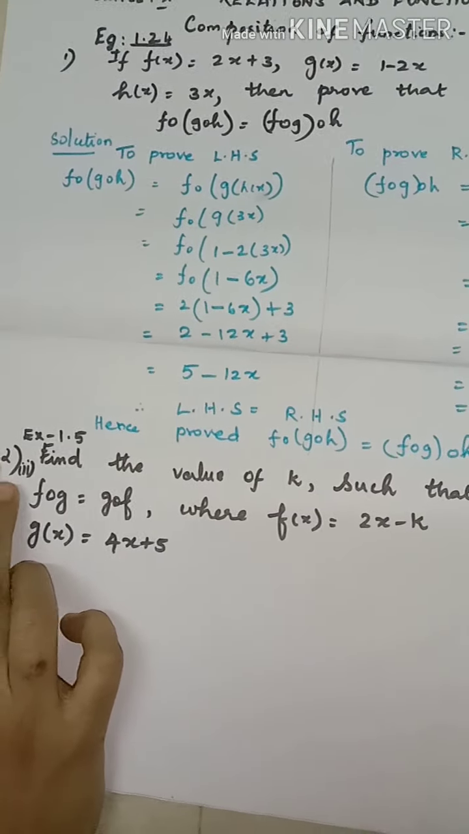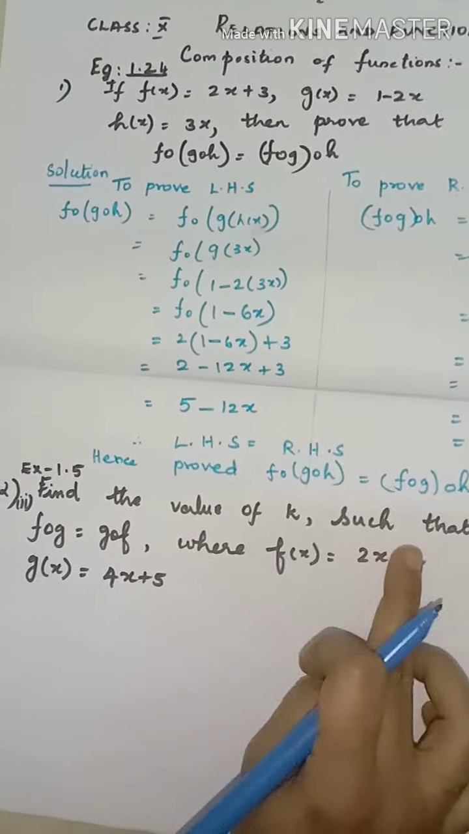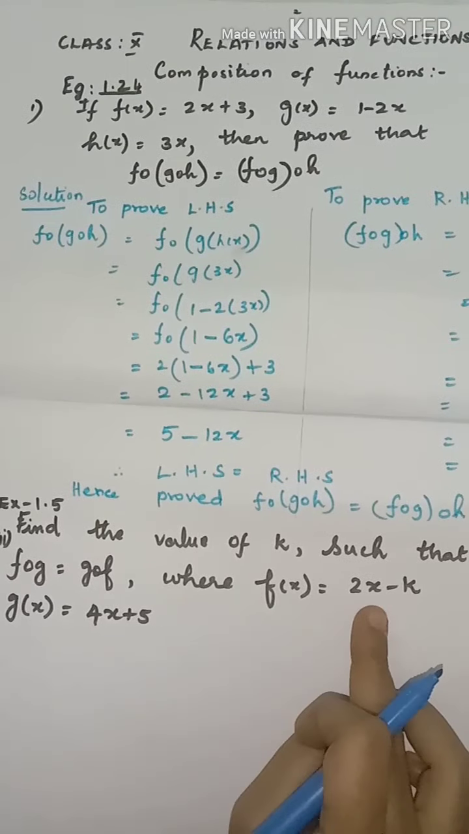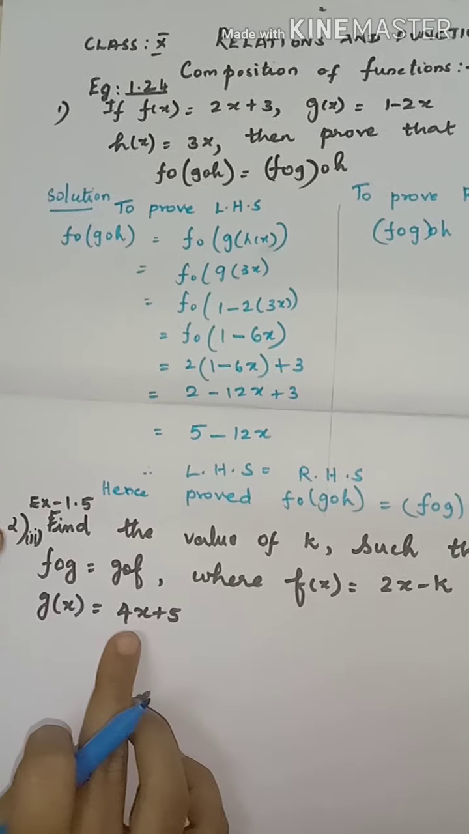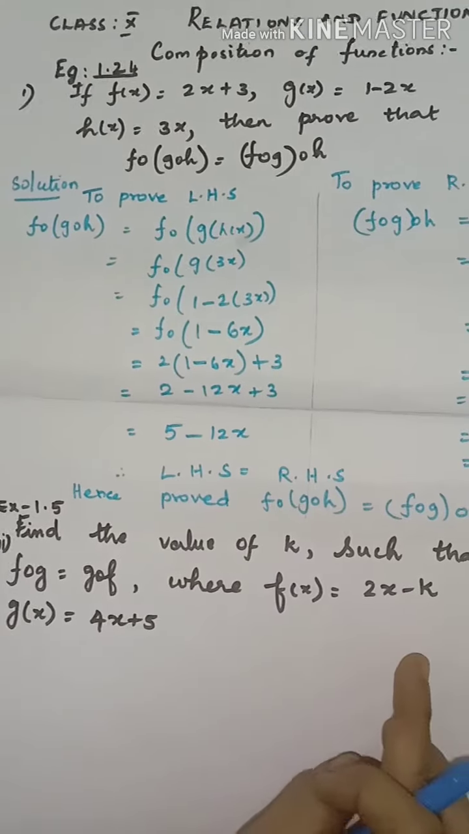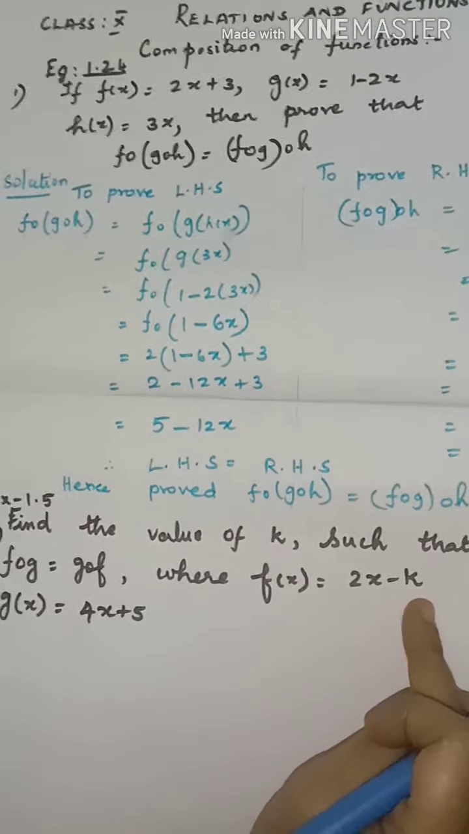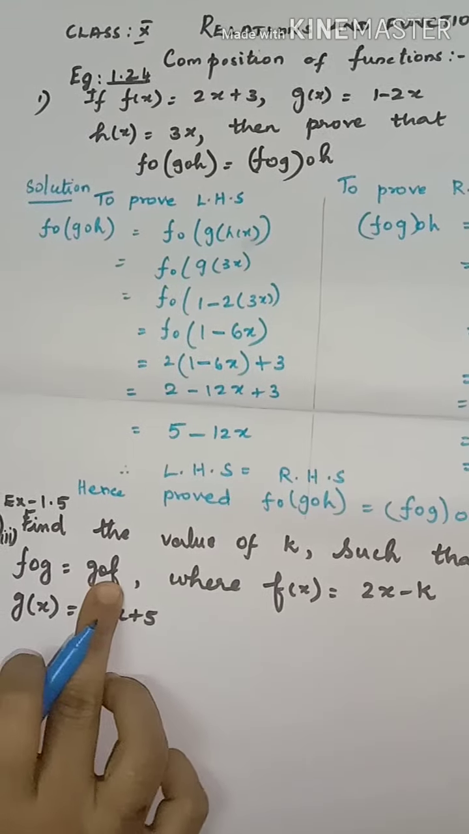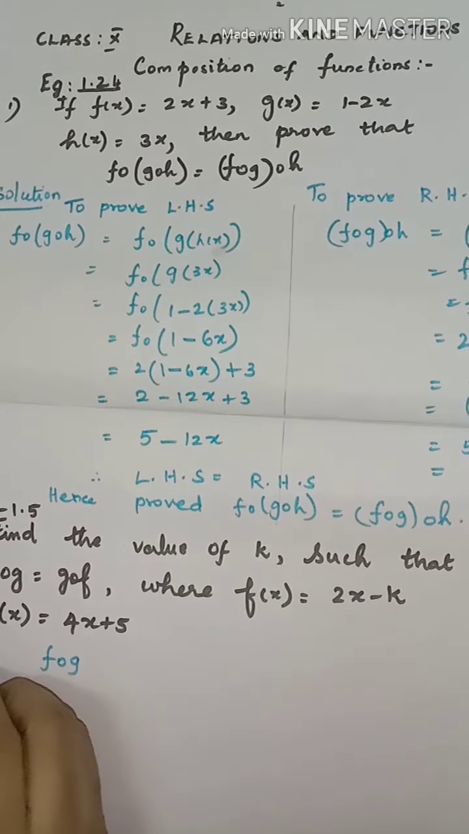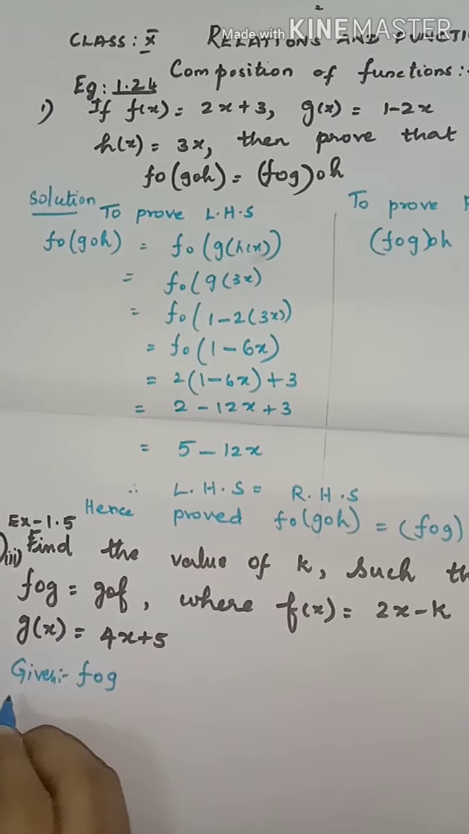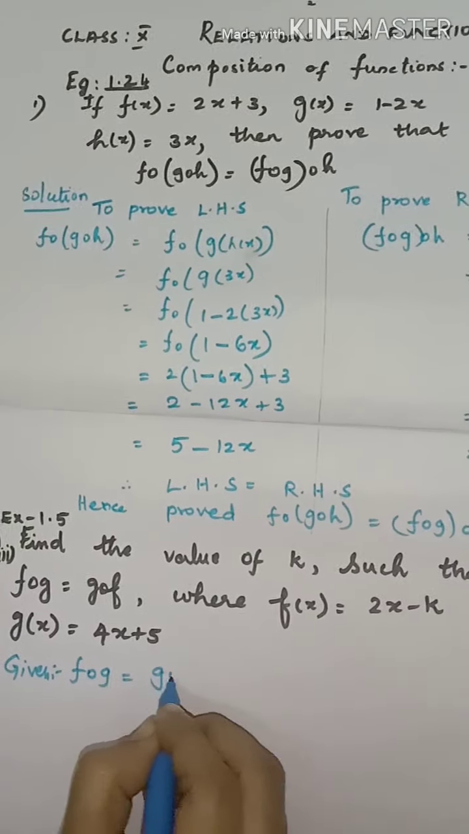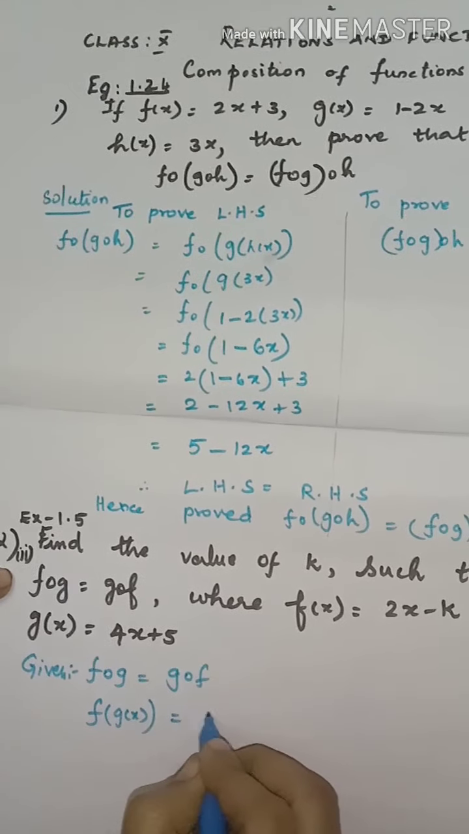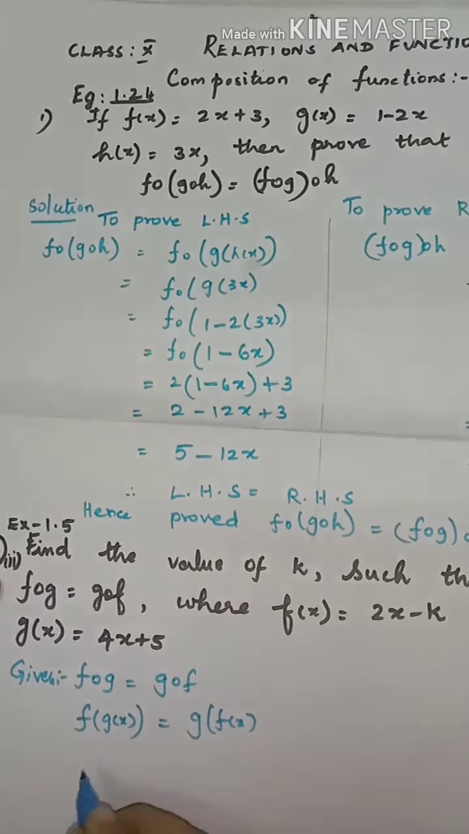Now come to the second problem, which I have taken from exercise 1.5, the second sum, second subdivision. Find the value of k such that f∘g = g∘f, where f(x) = 2x - k, g(x) = 4x + 5. In this we have to find the unknown value, which is k. Using f∘g = g∘f, first you write like this: given is f∘g = g∘f. f∘g means f(g(x)) = g(f(x)).